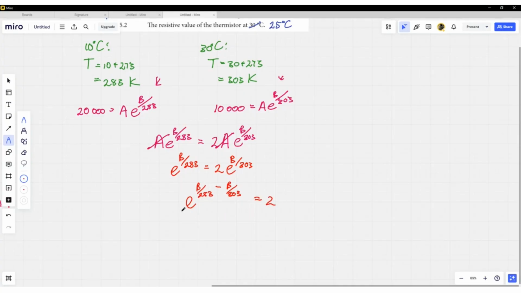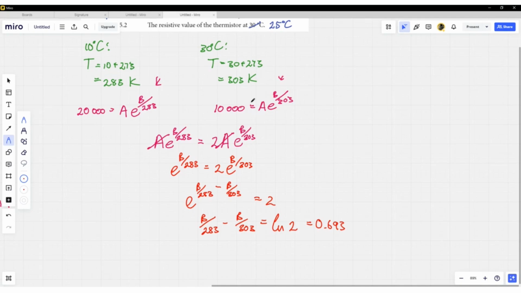If you take the natural logarithm, so ln on this side, to get rid of the e, that becomes B over 283 minus B over 303 is then equal to ln of 2. Ln of 2, just see what that will give us. And that's going to give us a nice 0.693.